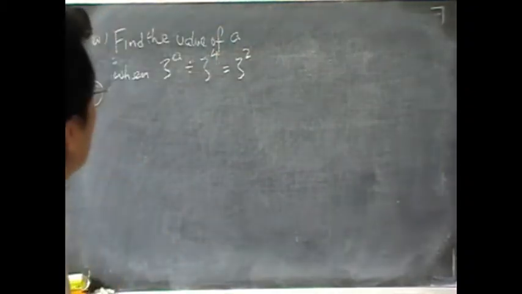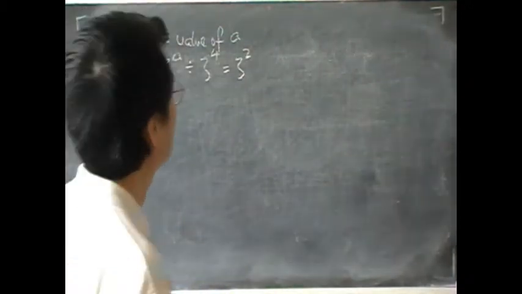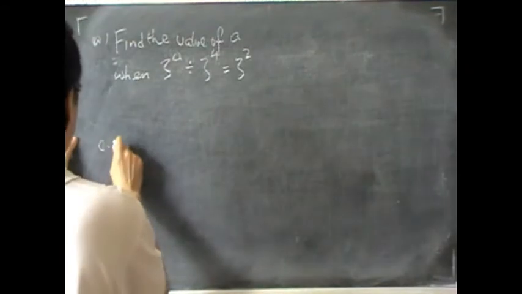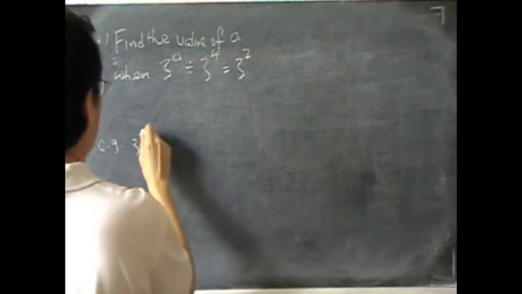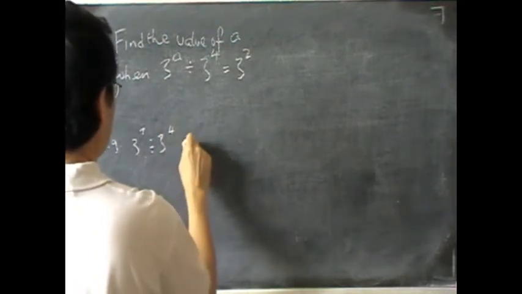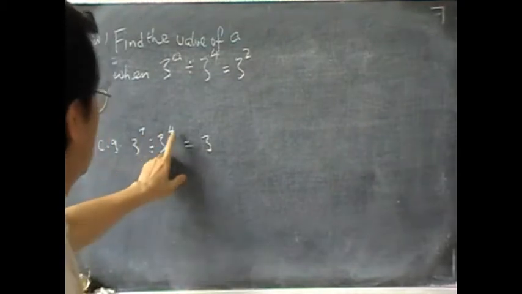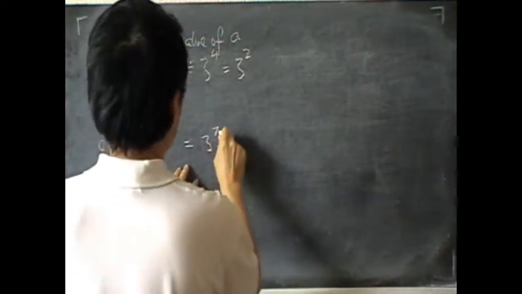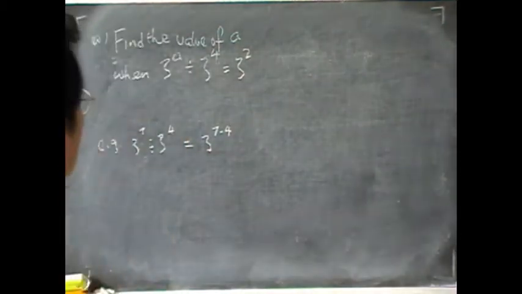So just to think of an example to get into this question. For example, if I have say 3 to the power of 7 divided by 3 to the power of 4, the answer would be 3 to the power of 7 minus 4. So this is the method that we can use to do this question.